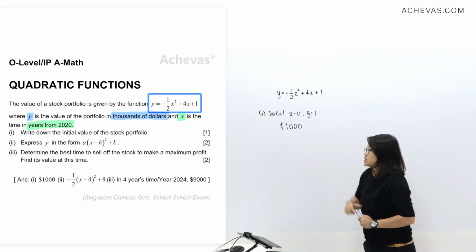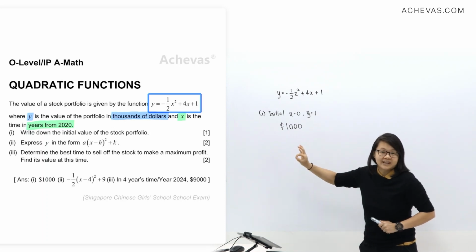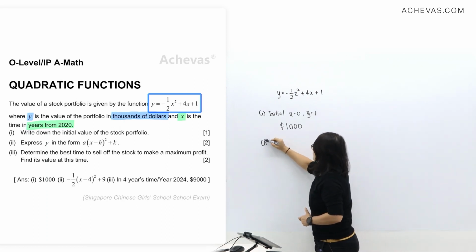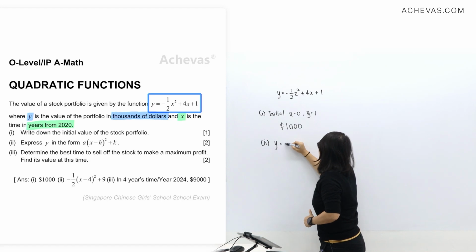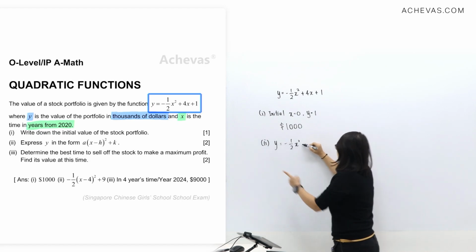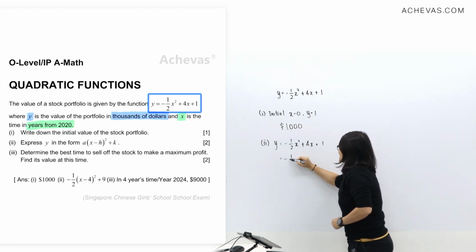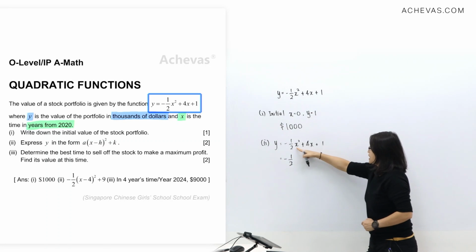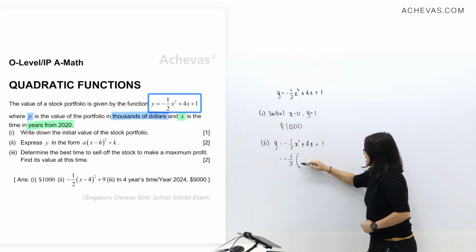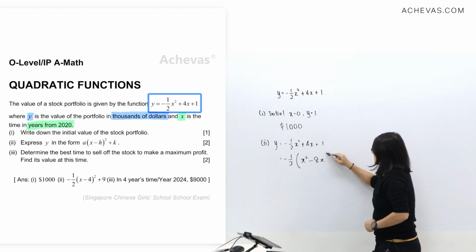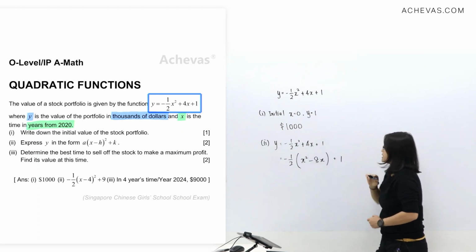Part 2, express y in the form. So that's the vertex form or completing the square form. So let me just take this one and write down again. For part 2, we're going to complete the square to get the form over there. So I'm going to factorize negative half from only the x squared term and also the x term and leave the constant alone. So I have x squared, 4 divided by negative half will give you a negative 8. Let me put this plus 1 at the back here.